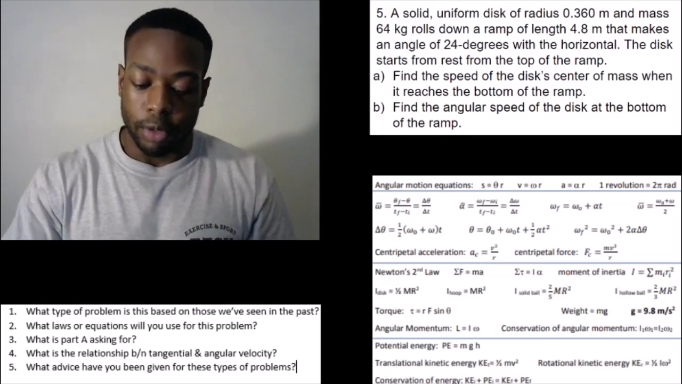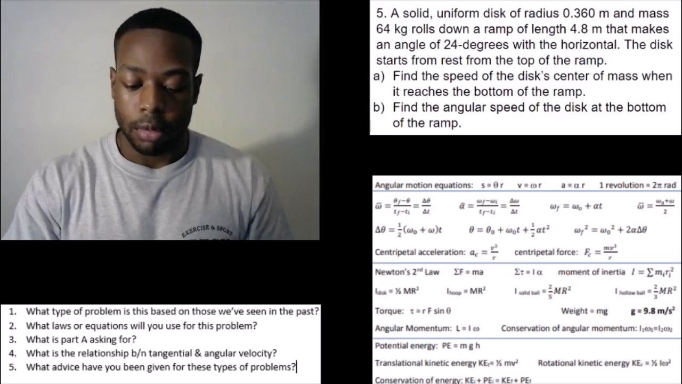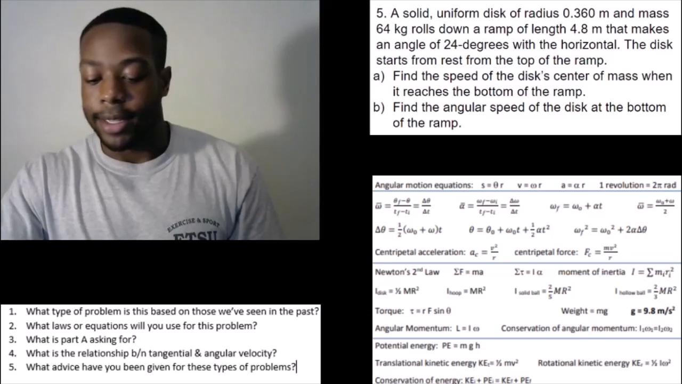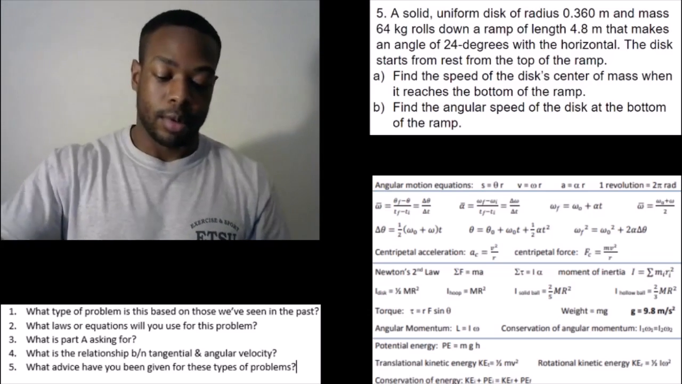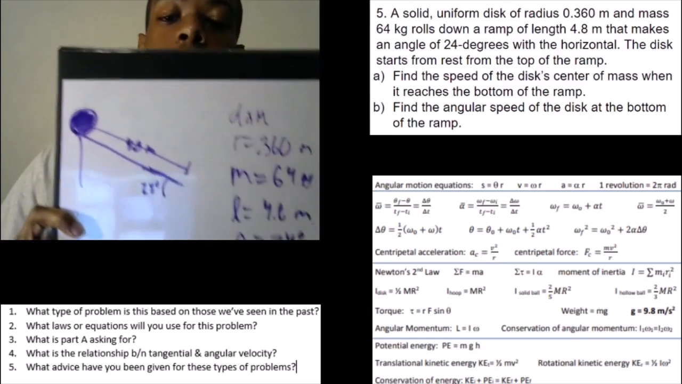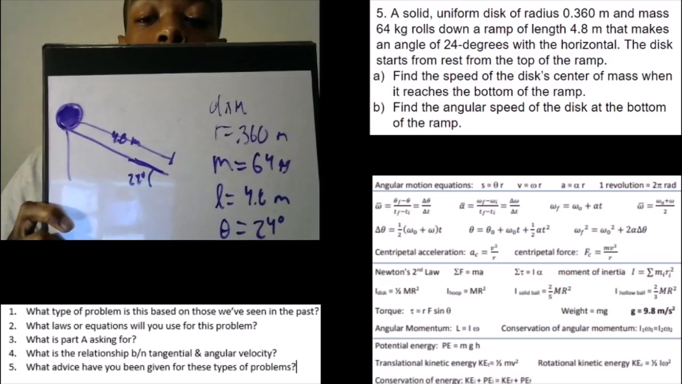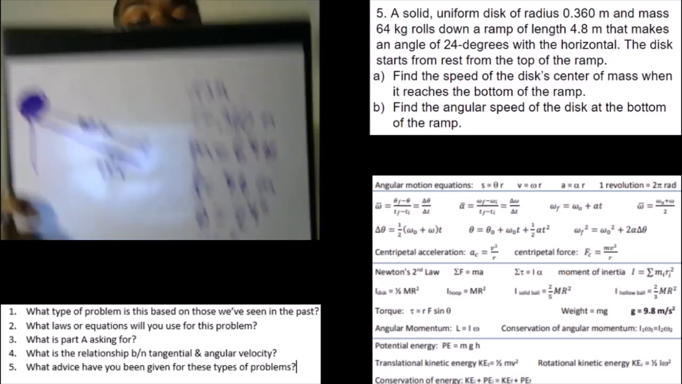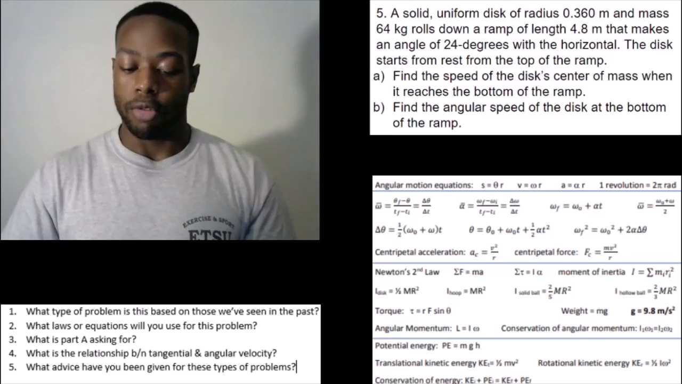Angle is 24 degrees from the horizontal. And that is that. So here is my picture. The ramp, the disc at the top, 24 degree angle. And that is what we're dealing with.